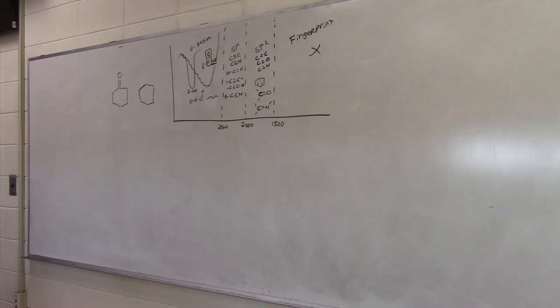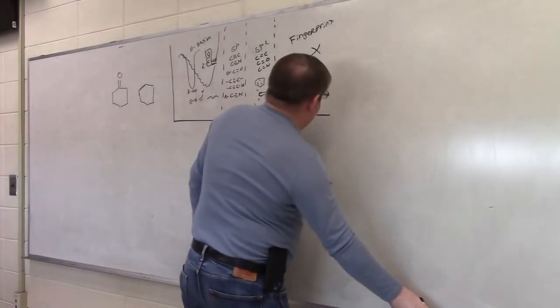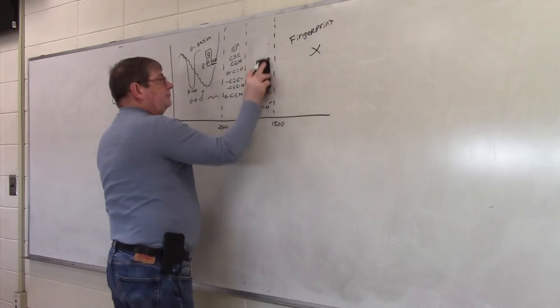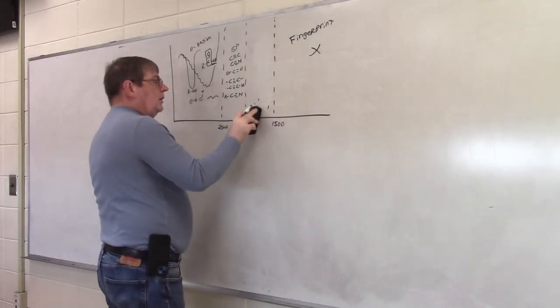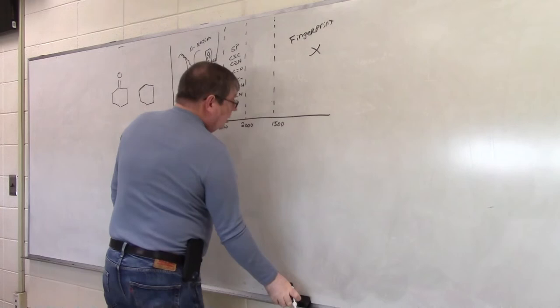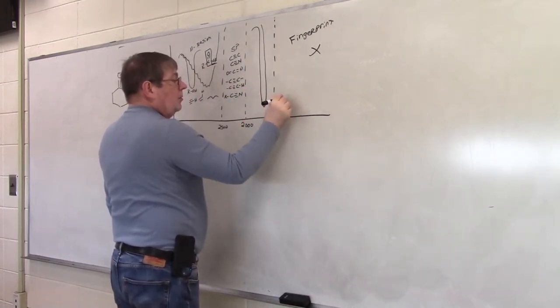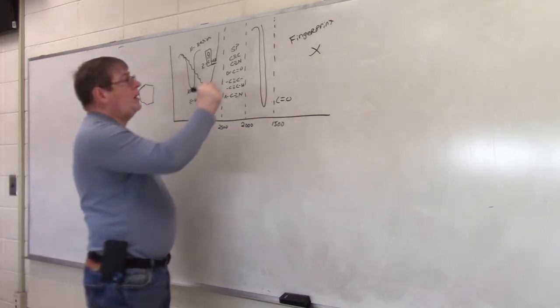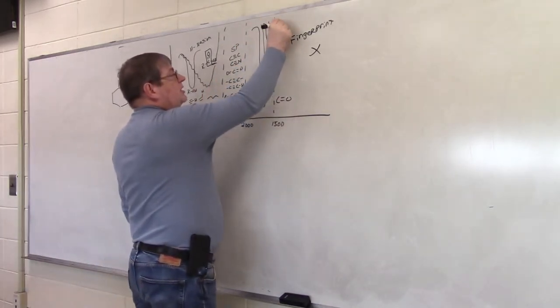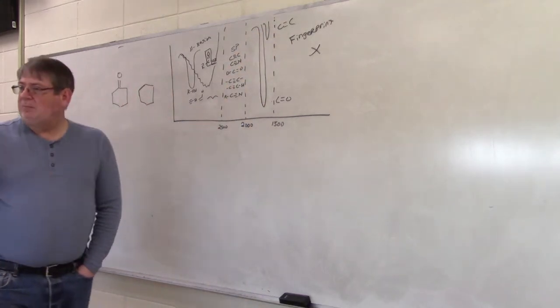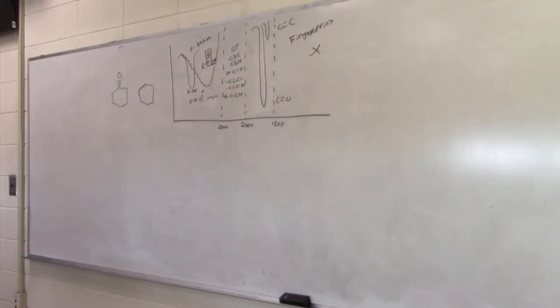So as you change the dipole when you stretch it, that is what gives rise to the strength of the absorption. I probably wouldn't go into that kind of detail with you. But knowing that a really strong absorption is a C double bond O is certainly fair game, whereas a weaker absorption is usually a C double bond C. But C double bond N versus C double bond O, I don't think I put anything on there that you would have to distinguish.